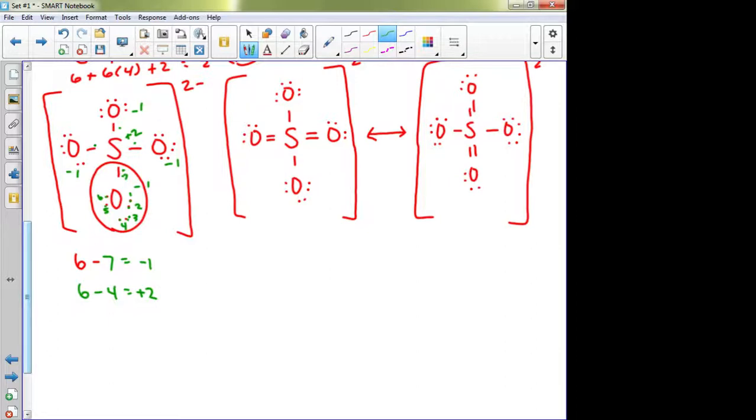So if I add up all the oxygens, what is their formal charge? -4 plus sulfur's is a +2. So overall, what is the charge of this? -2. So do we see how we come up with the charges on our polyatomic ions?